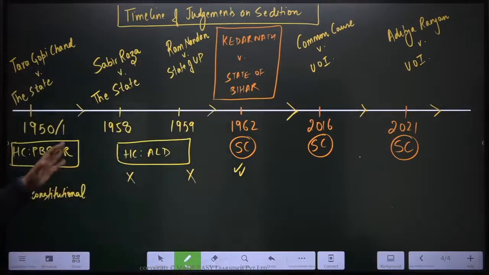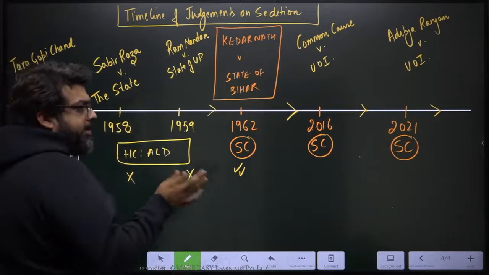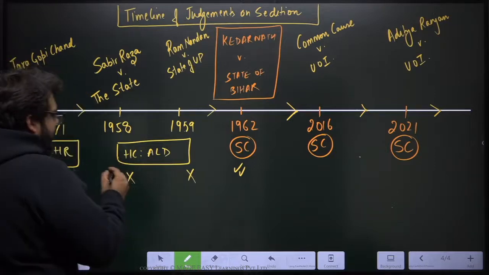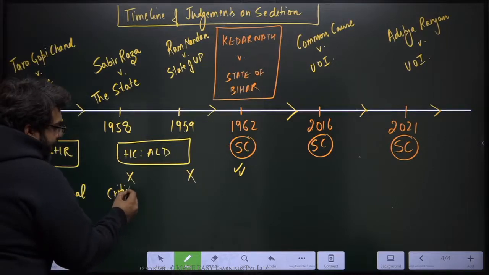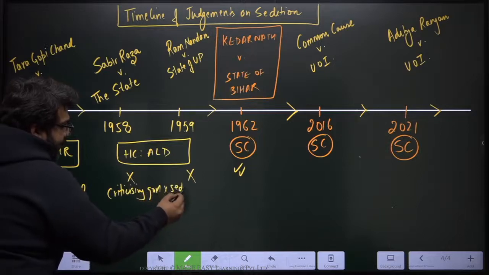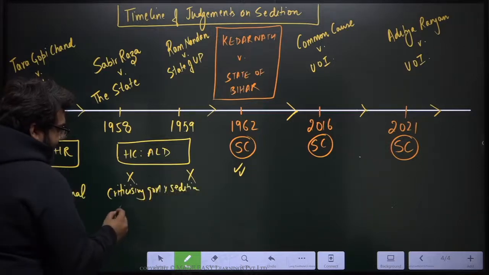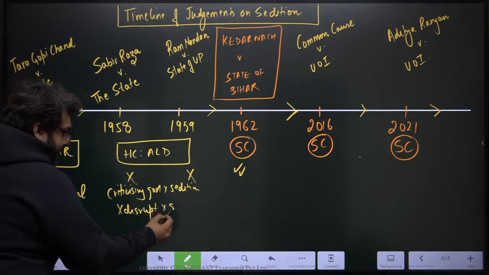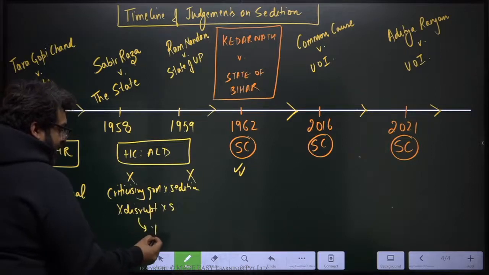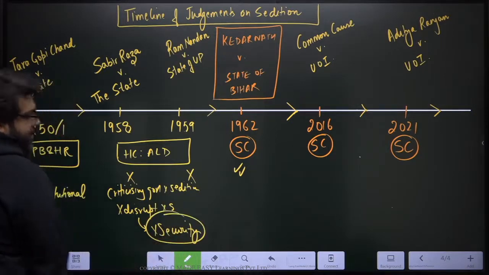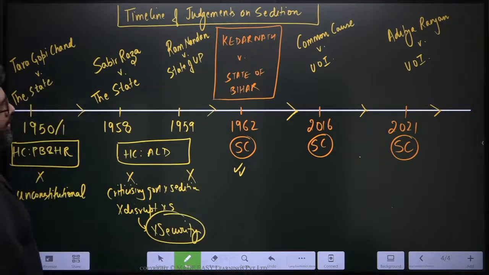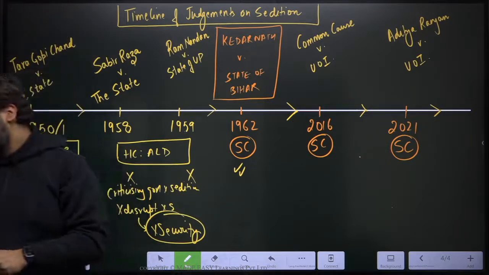Now, the court did not give a clear-cut answer on whether sedition should be unconstitutional or not, but it said something very interesting: that criticizing the government is not sedition, and even if a speech is disrupting public order, it is still not sedition, and disruption of public order does not mean disruption of the security of the state. Okay? This is the Sabir Raza case.